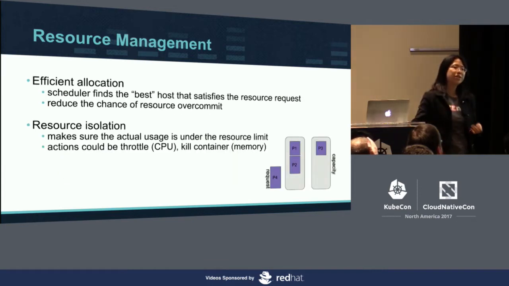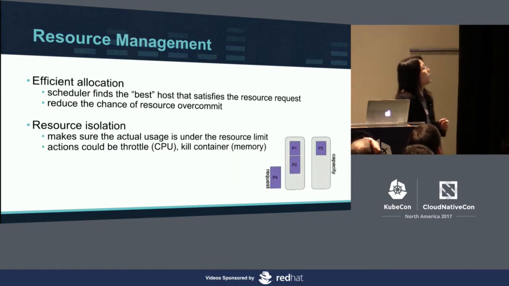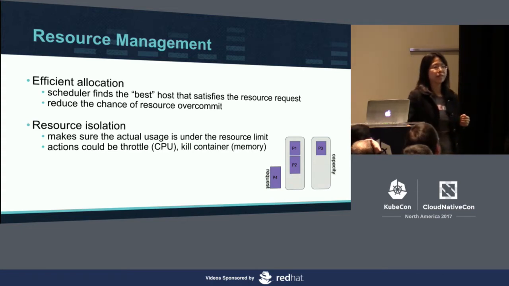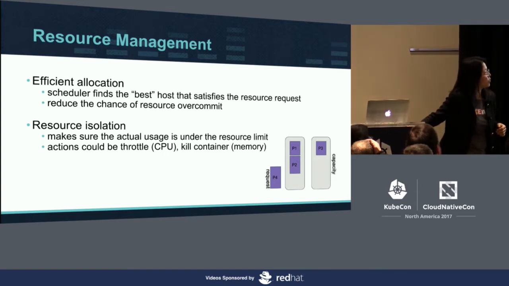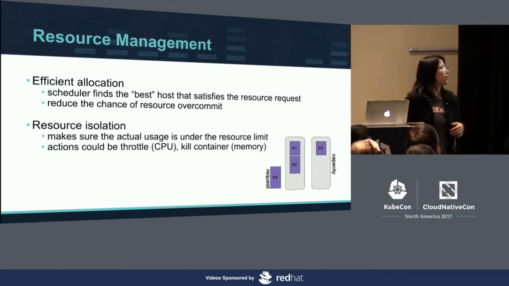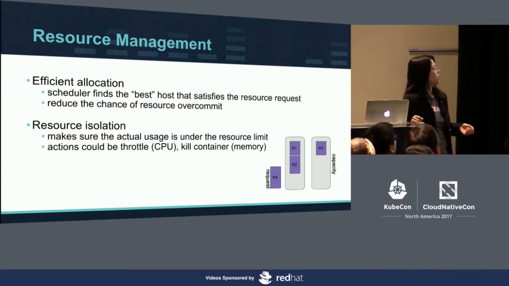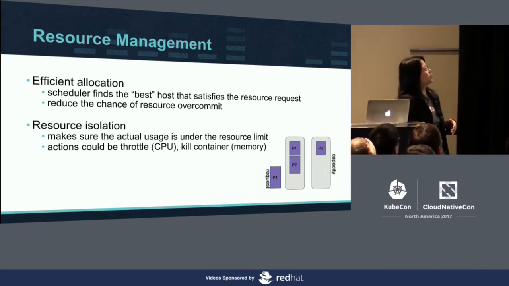With this simple resource model, let's see how we allocate resources and isolate resources. First, each pod will set a request, and the scheduler will check all the nodes' available capacity, whether it can satisfy the request. And if there are multiple candidate nodes that can all satisfy the request, it will rank all the nodes based on the scheduler policy and pick the best one.